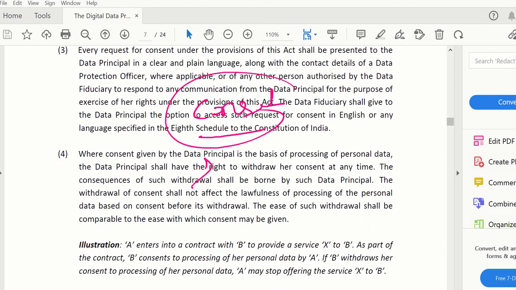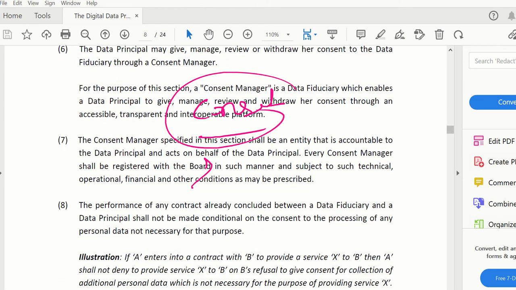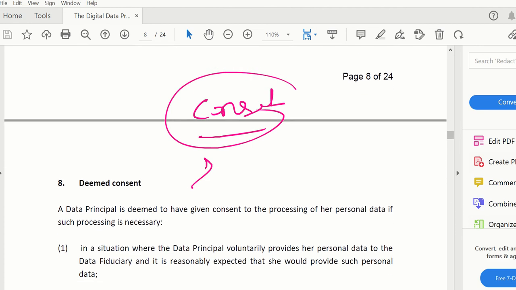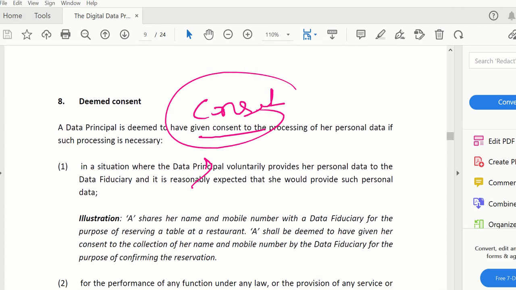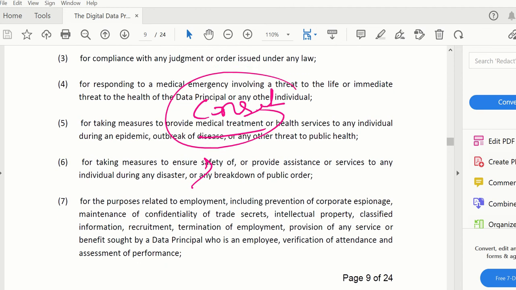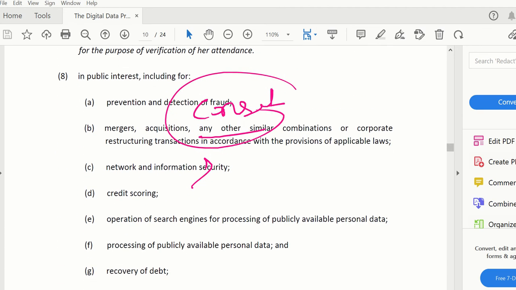There are certain regulations related to consent as well, like how you need to take the consent. The consent taken should be recorded somewhere, or it should be available as documented information.